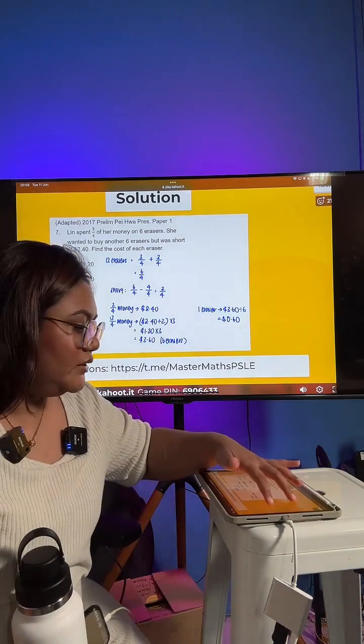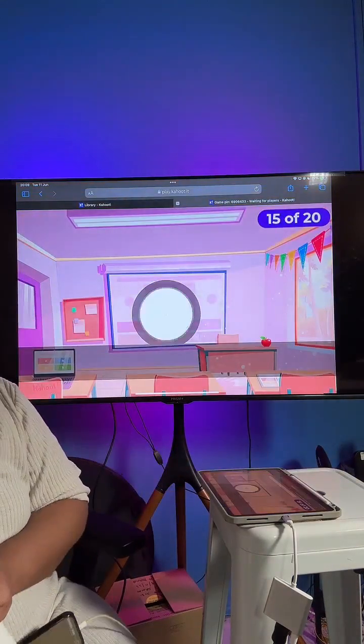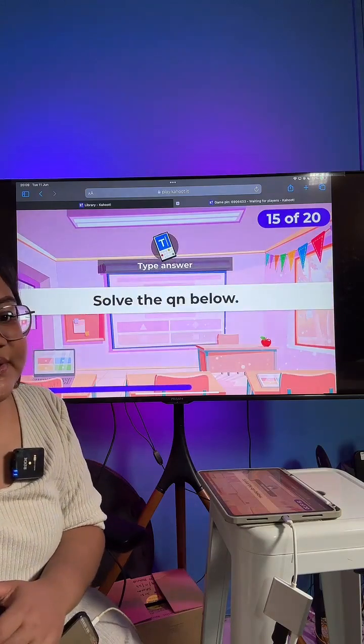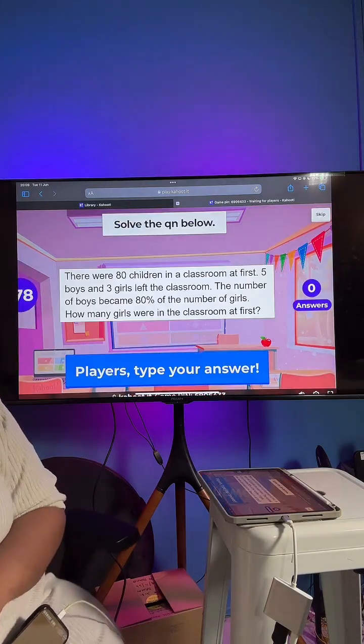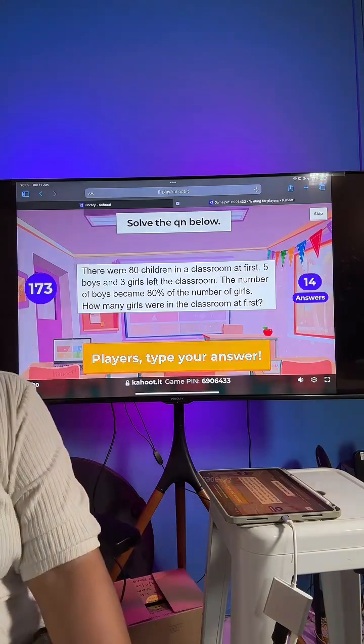Okay, let's go on. Let's move on. Okay, this one double points. Yeah, you got to type your answer. Type your answer. Solve the question below. Okay, type your answer, okay?